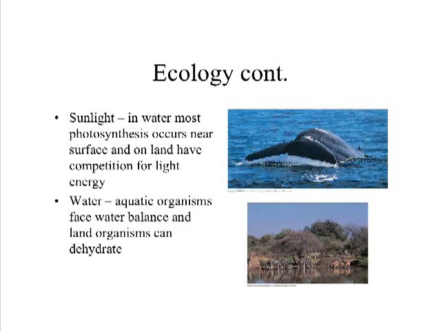All right, water is another abiotic factor. So aquatic organisms face water balance issues, and land organisms also face water balance issues. Where to find water, how to find it, what do you do if you don't have any water? They have to have particular adaptations, especially if organisms are in dry desert areas, because they can dehydrate.